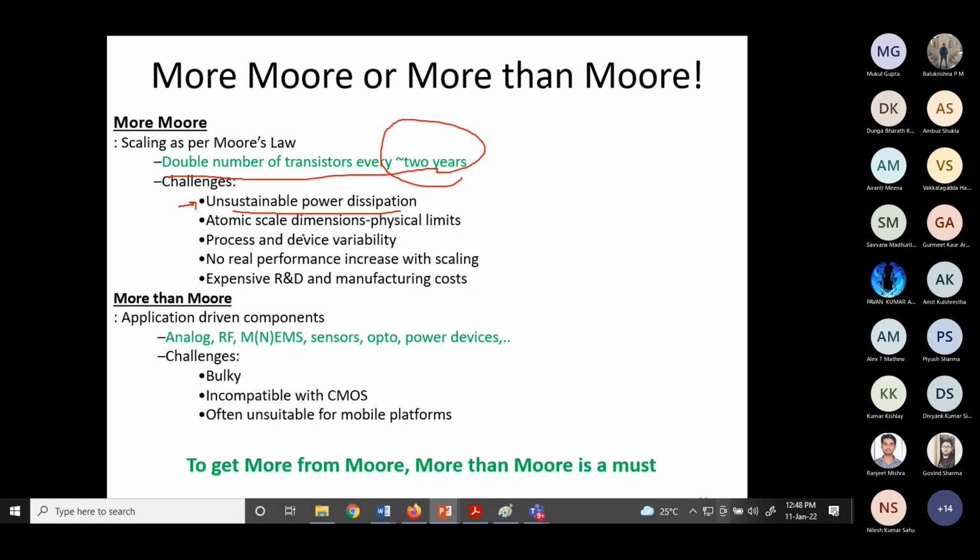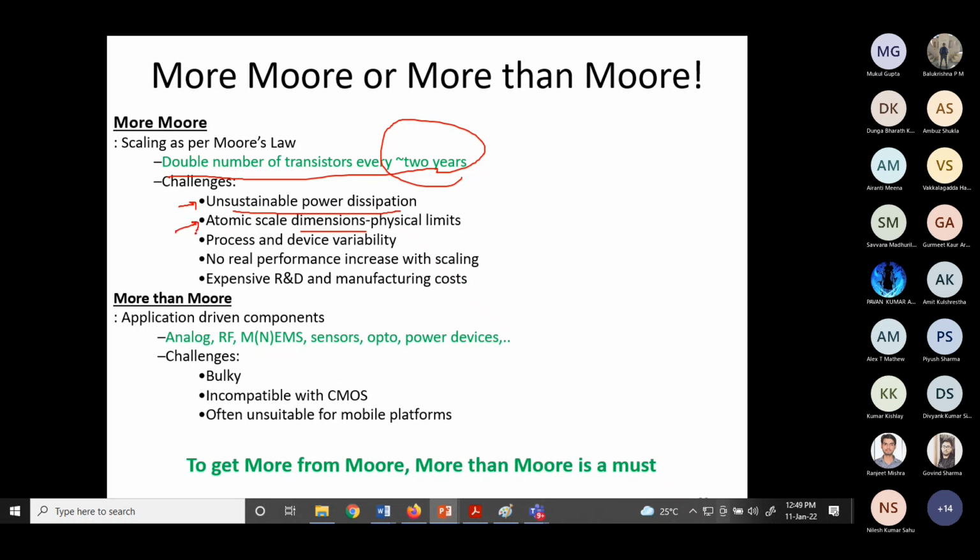We are moving in a direction where the source and drain are so close, okay, maybe there are just only a few atomic layers between source and drain. So it is not easy to fabricate such devices. It's not easy, okay, it's very difficult, it's highly expensive.